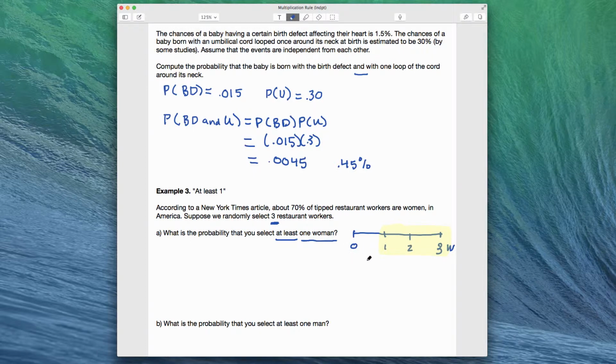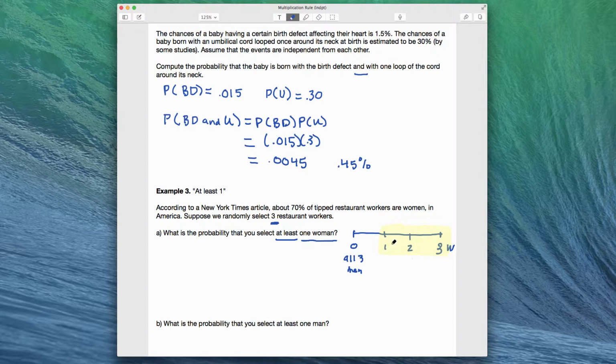So what's left over? 0 women. So if there's 0 women in the group, what would the group look like? That would be all 3 men. You can go through and look at these other ones as well. If there was 1 woman, you'd have 2 men. If you had 2 women, that would mean 1 man, and then 3 women would mean 0 men.